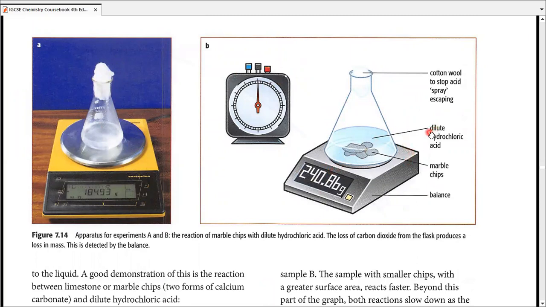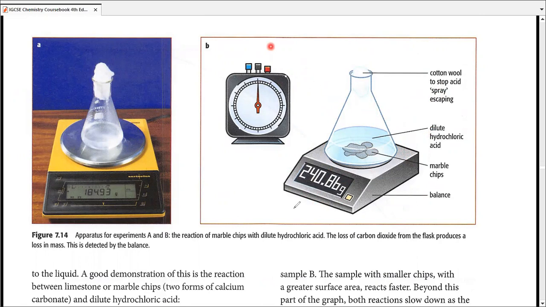Now, if I talk about this whole setup, notice that when we start with marble chips and dilute hydrochloric acid, they'll have a specific weight at the start. But when the reaction proceeds, it gives out some gas, and the gas would be able to escape through this cotton wool. Although there won't be any spray of acid, we'll be completely safe from any kind of spills, but the gas can definitely leave the system.